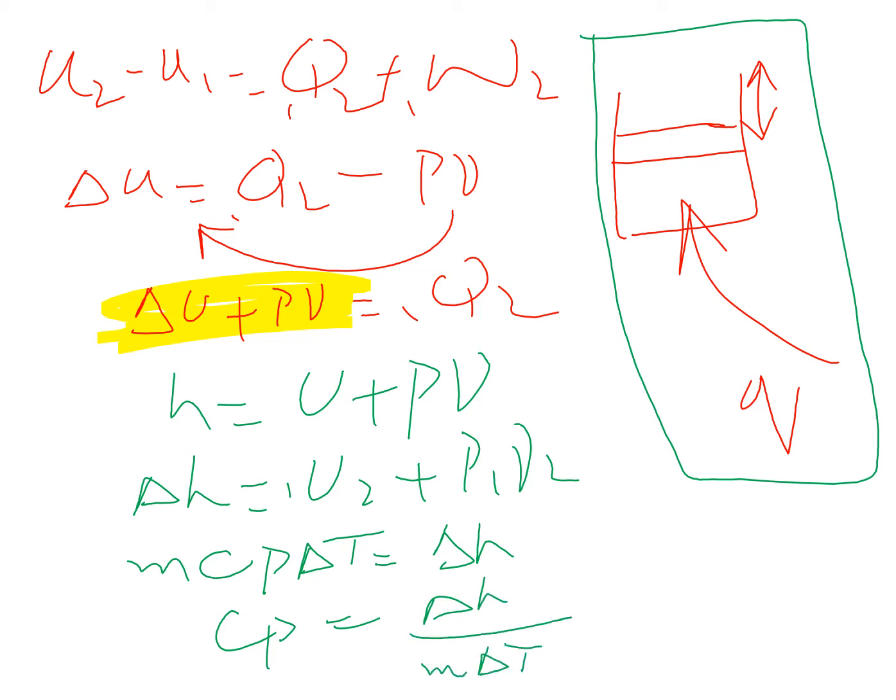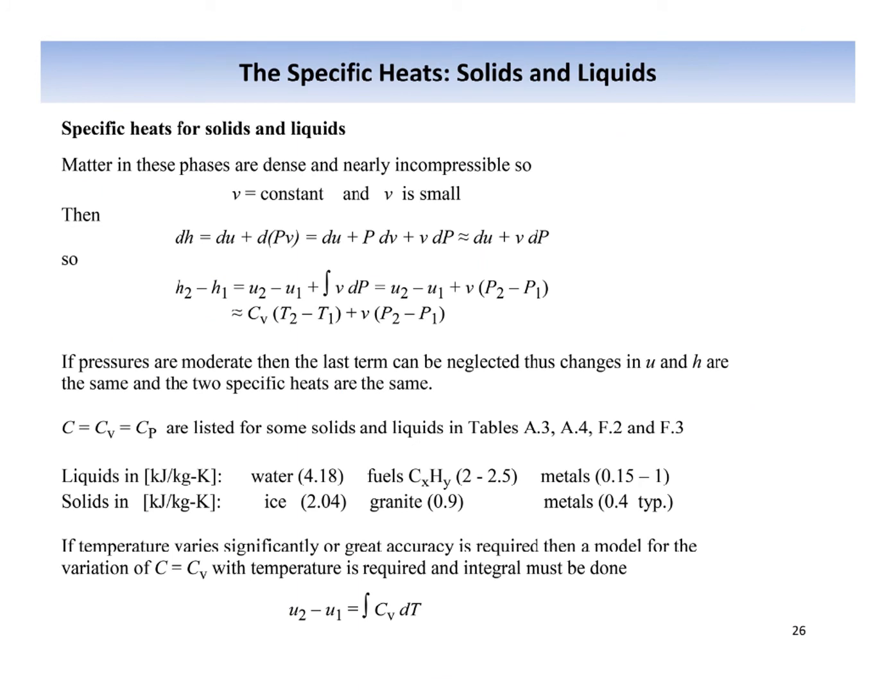For a unit mass, it is delta H over delta T. So specific heat is the change in enthalpy over the change in temperature, whereas it was the change in internal energy over the change in temperature for the case of specific heat at a constant volume. This is valid for solids and liquids.